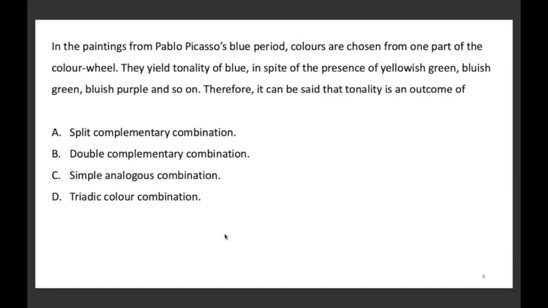In the paintings of Pablo Picasso's blue period, colors are chosen from one part of the color wheel. They yield a tonality of blue in spite of the presence of yellowish green, bluish purple, and so forth. Therefore, it can be said that this tonality is an outcome of a simple analogous combination, which are groups of colors that happen to be only on one side of the color wheel. Okay, we'll move to the next one.